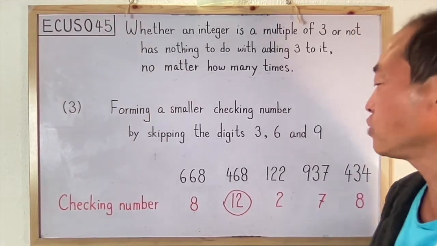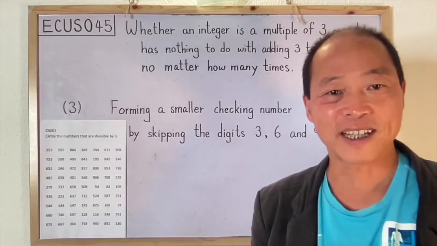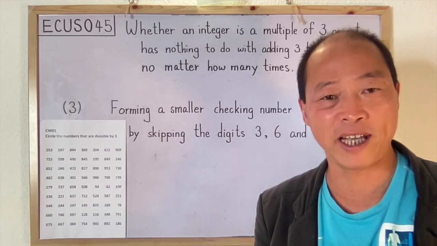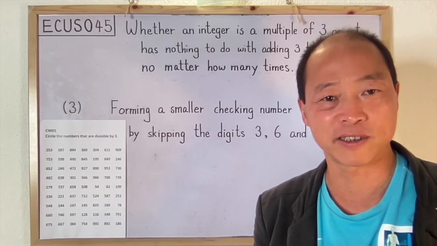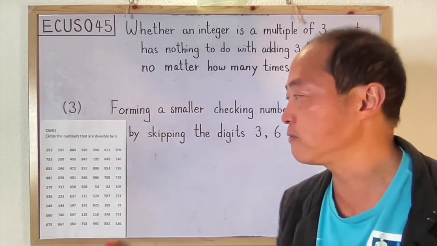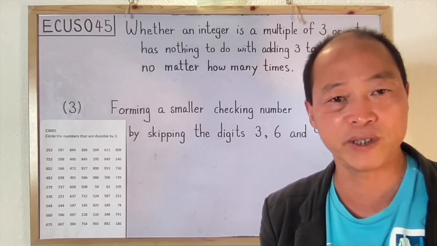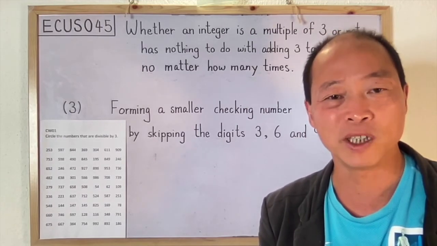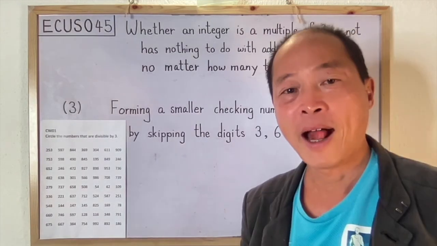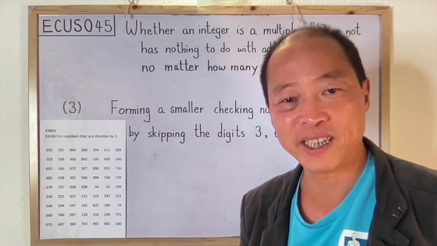Therefore, 468 is a multiple of 3. Notice that it is a lot quicker to use method 3 to check if an integer is a multiple of 3 or not. It takes me less than 3 minutes to check all the 63 integers here to see if each of them is a multiple of 3 or not. On average, each integer takes me less than 3 seconds to check. Let me circle 3 integers that are multiples of 3.